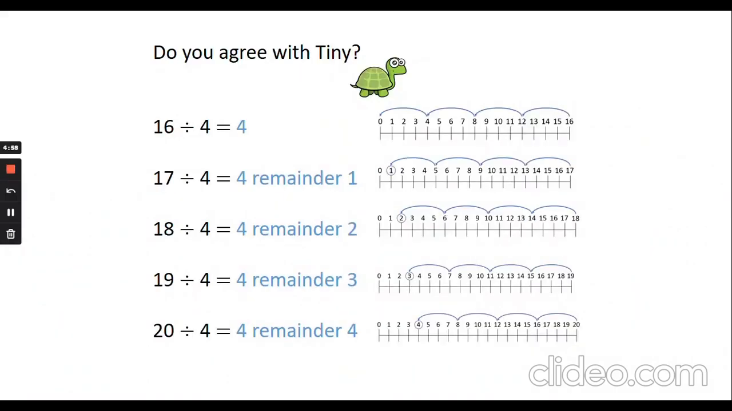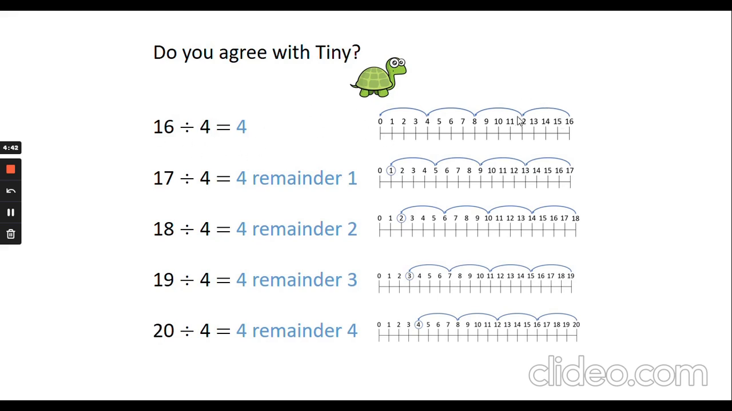Okay, our turtle friend Tiny has done some division sentences. He's worked them out using number lines, and we're going to use our detective brains to spot where he has made a mistake. So 16 divided by 4 equals 4. Let's check his first question.